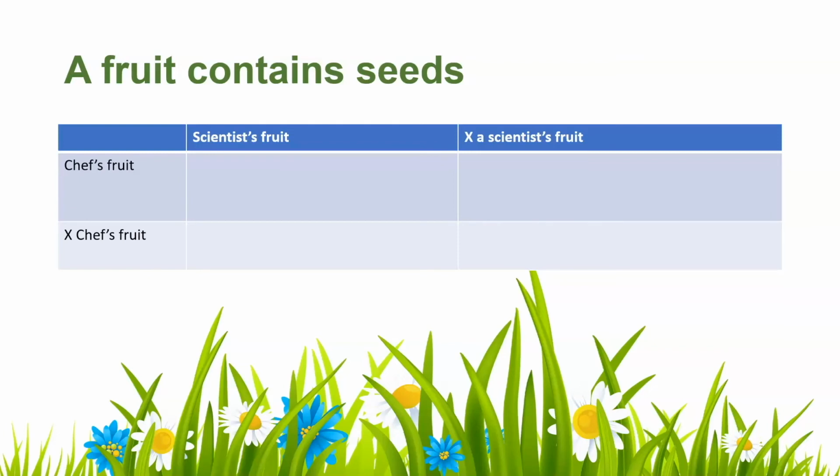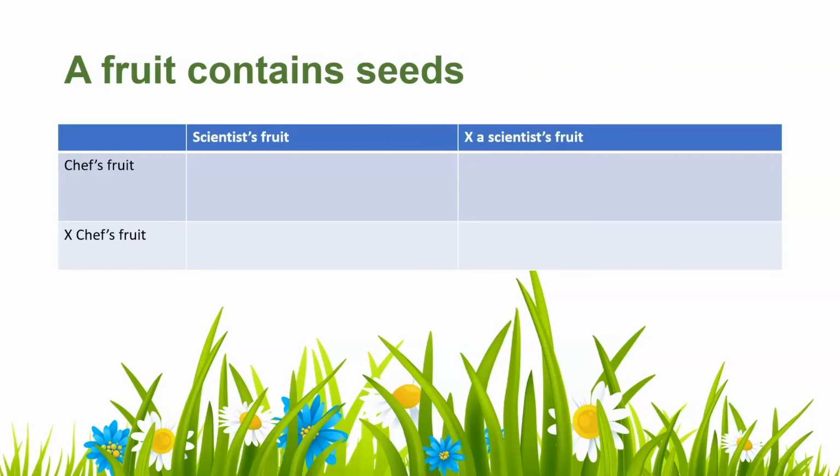This is a Carroll diagram. It was named after Lewis Carroll, the person that wrote Alice in Wonderland. Carroll diagrams are used to group things according to whether they have a certain criteria or not. Our criteria today is scientist's fruit or not scientist's fruit, chef's fruit or not chef's fruit.